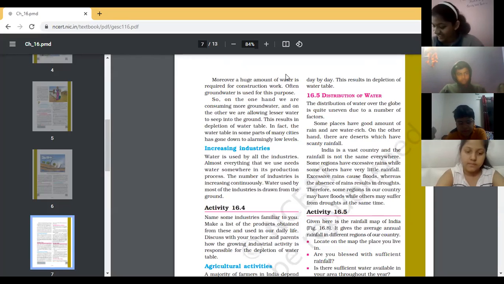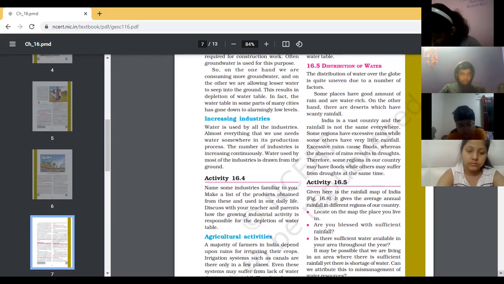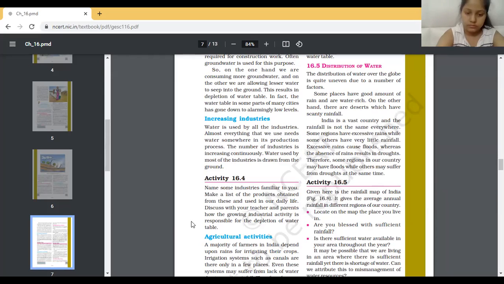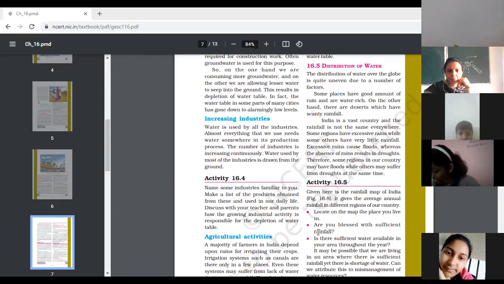Okay, ma'am. Increasing industries. Water is used by all the industries. Almost everything that we use needs water somewhere in its production process. The number of industries is increasing continuously. Water used by most of the industries is drawn from the ground. Activity 16.4. Name some industries familiar to you. Make a list of the products obtained from these and used in our daily life. Discuss with your teacher and parents how the growing industrial activity is responsible for the depletion of water table.